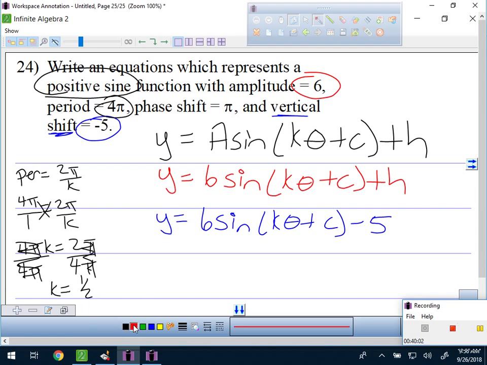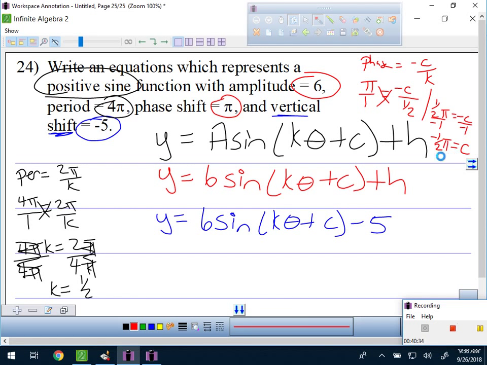And you know what, while I'm here, let's go ahead and find my phase shift. I'm going to do it up here. My phase shift is negative c over k. The phase shift I was told is pi, so I'd have pi equals negative c over k, which is 1/2. To solve this for c, I put this over 1, cross multiply, so I'd get 1/2 pi equals negative c. I'm running out of room here, guys. To solve for c, just divide by negative 1, so that tells me that c is negative 1/2 pi, or you could say negative pi over 2. There's my value for c.